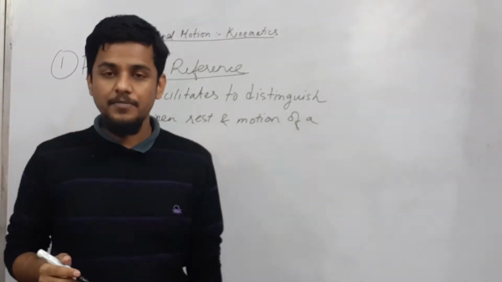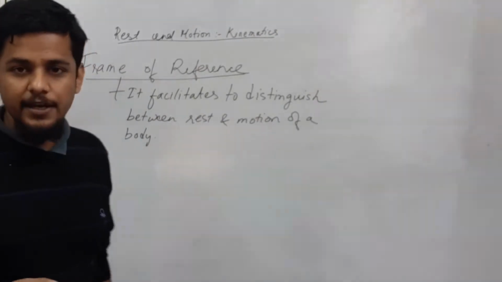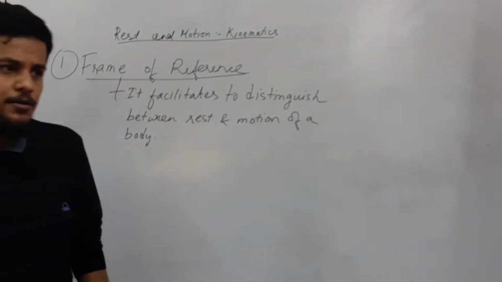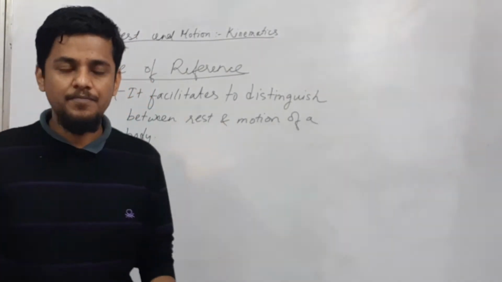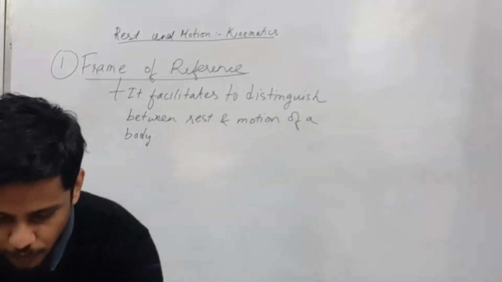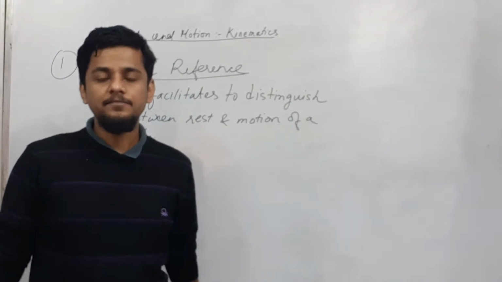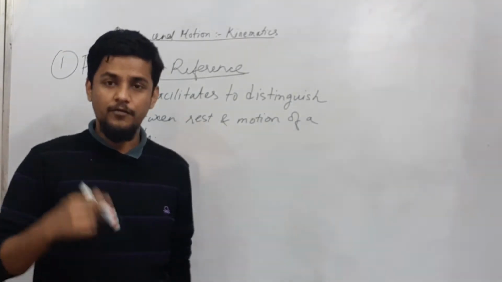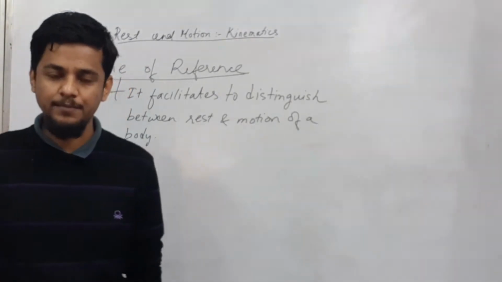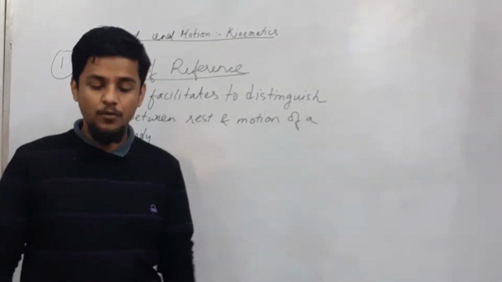To understand how frame of reference helps us in understanding whether an object is at rest or in motion, let me give you a scenario. Suppose we have a book placed. Suppose this is a book that I have. I placed it on the table. As you can see, from my observation point of view, the book is on the table and the book is at rest. It is not moving. So in my frame of reference, the book is at rest.